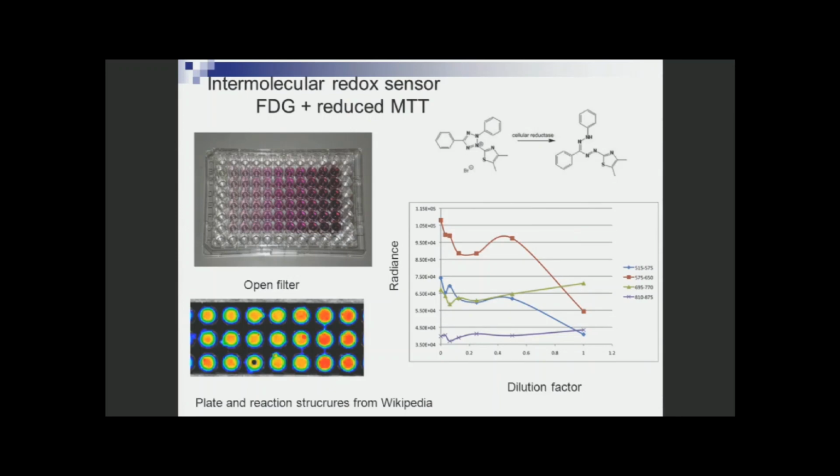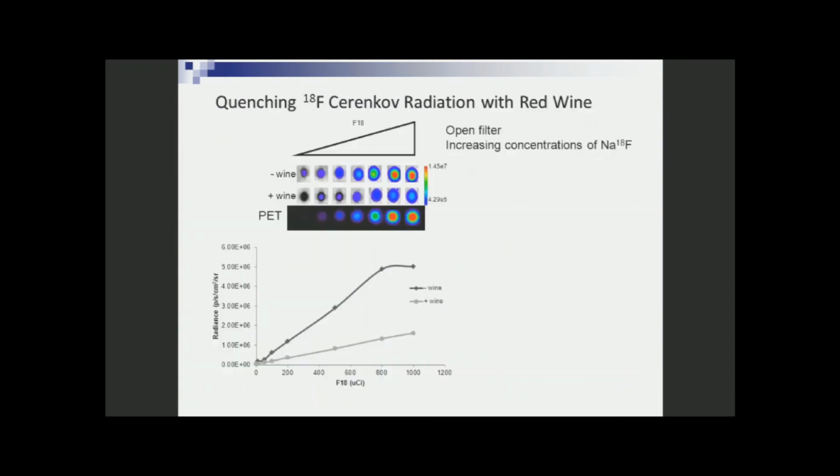So this is the proof that you can do this with any kind of dye, and this is the beginning of our intermolecular redox sensor, and we're now trying to synthesize the F18 labeled version, so we have an intramolecular redox sensor.